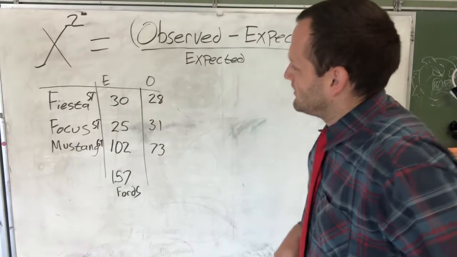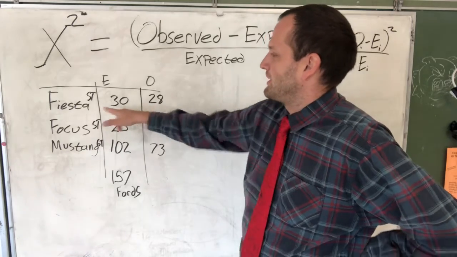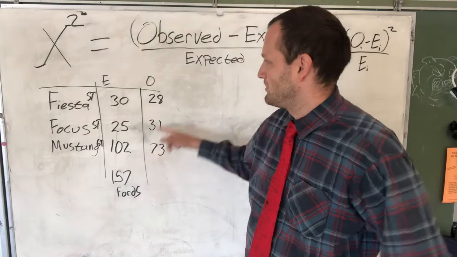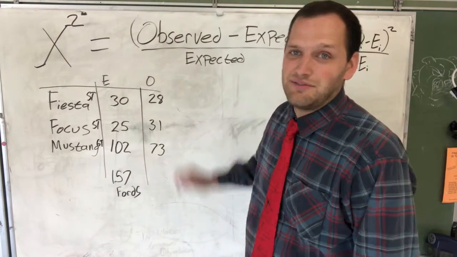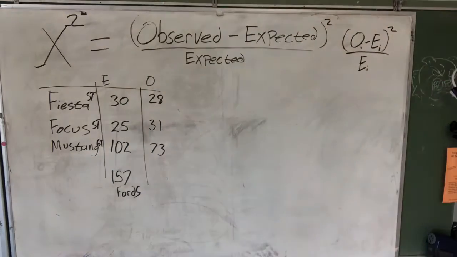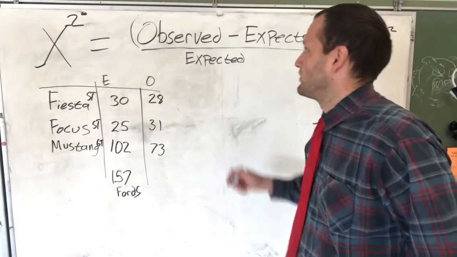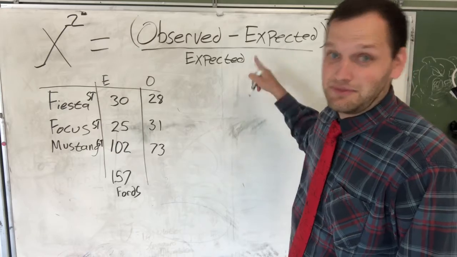All right, but in reality, here are the real numbers that we got. We were expecting 30 Fiestas, 25 Focuses, and 102 Mustangs, but we really got 28 Fiestas, 31 Focuses, and 73 Mustangs. Was our data off? Well, in this case, we can use a chi-square test. So here's how it works. You do the observed minus the expected divided by the expected for each of these.